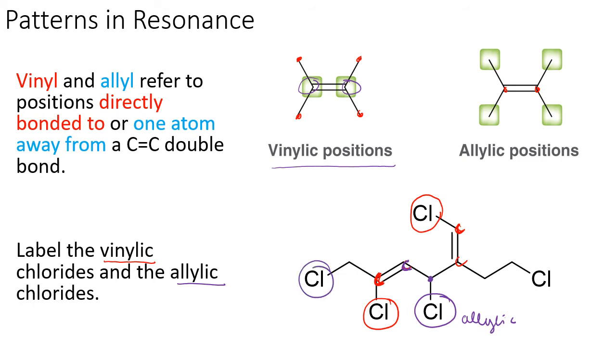You have your carbon-carbon double bond. This position right here is directly bonded to the carbon-carbon double bond. So that would be a vinyl position. And the chloro group is one away from that. So this would be another allylic chloro group. So we had 2 that were circled in red that are vinylic, and 2 that are circled in purple that are allylic positions. So it's helpful to get familiar with that terminology right away because it's used very commonly.